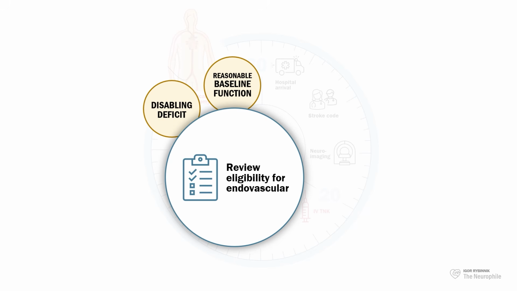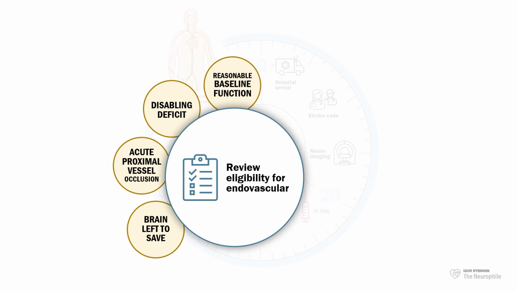And this brings us to the third point. The occlusion must be acute, but also proximal enough to be within reach of our devices. So needless to say, there must be a clot. The procedure is called thrombectomy. You can't ectomize a clot that doesn't exist. And finally, patients that have brain left to save benefit the most from thrombectomy.